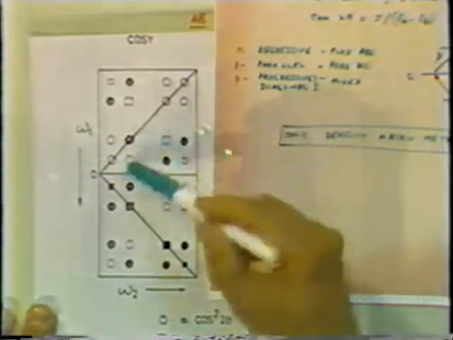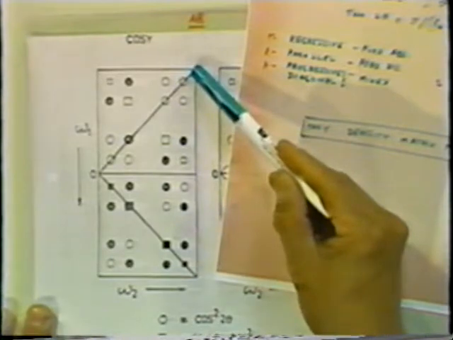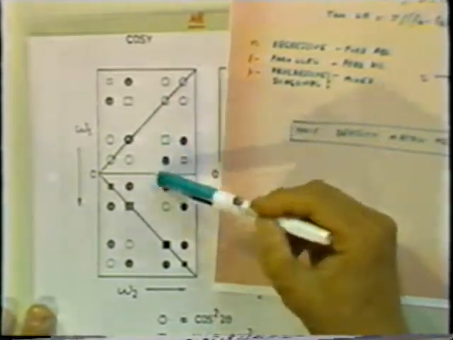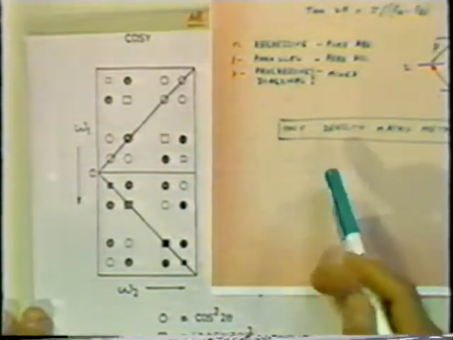On the other side of the omega 1, the diagonal has equal intensity, but the cross peaks have the strong coupling pattern. And this causes mixing of phase.